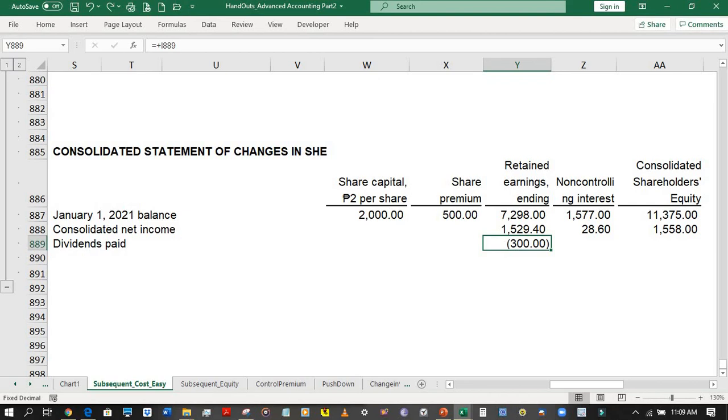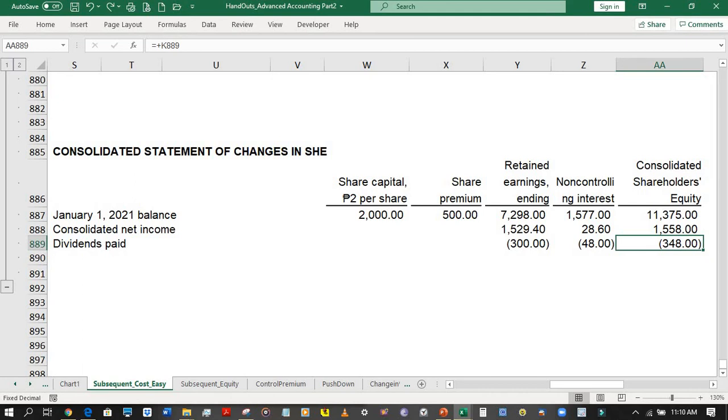Then for the non-controlling interest, since it is a portion of the subsidiary's shareholders' equity, any movements in the shareholders' equity of the subsidiary should also have a corresponding movement to the non-controlling interest account, however, only up to the extent of its ownership. There are dividends paid by the subsidiary, and the dividends will decrease the shareholders' equity of the subsidiary. Therefore, the non-controlling interest should also decrease only up to 20%, and that is 48 pesos.